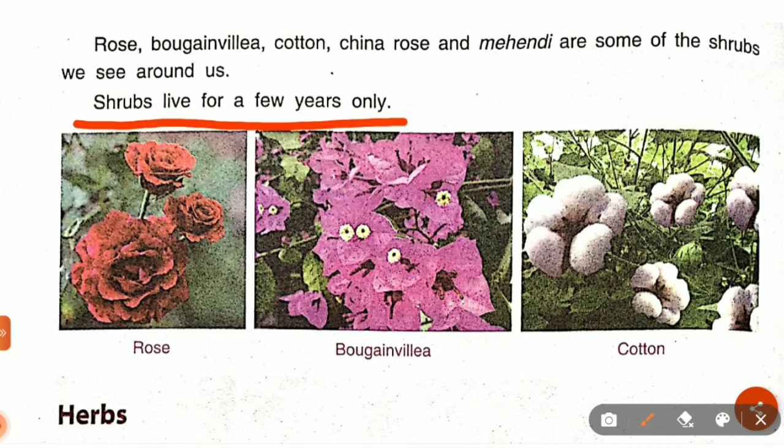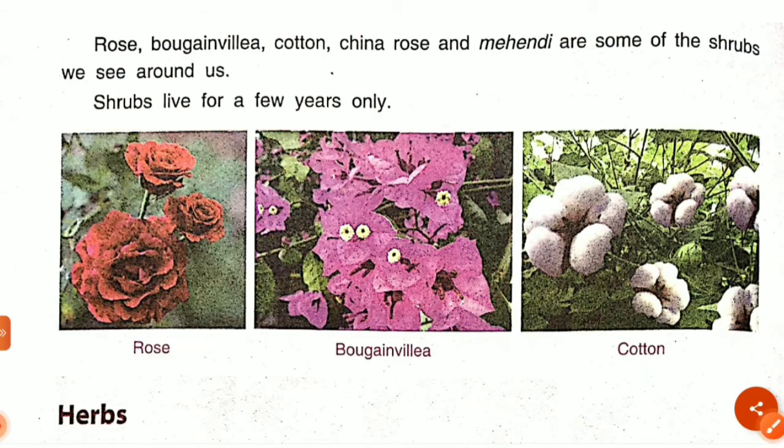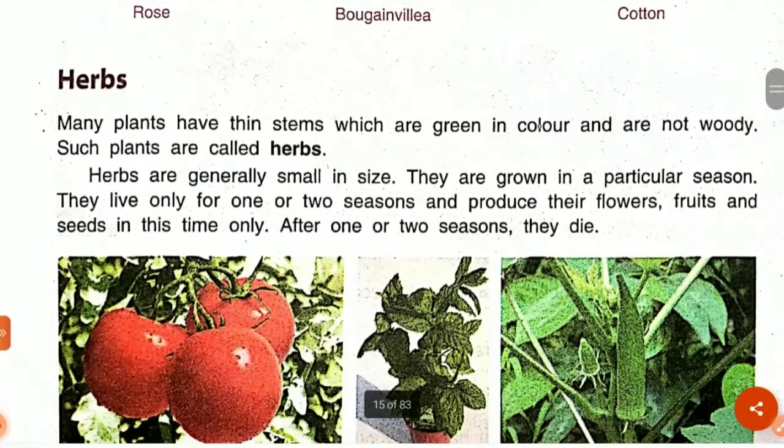Okay, see the Bougainvillea. This is the Bougainvillea plant. We call it paper rose. You can see it in many houses. And this is rose and this is cotton. So have you seen a cotton plant? Who all have seen a cotton plant? Put it in the comment box. Okay, right. So next we'll see the next category of plant.